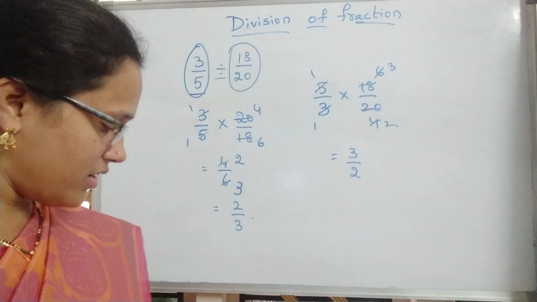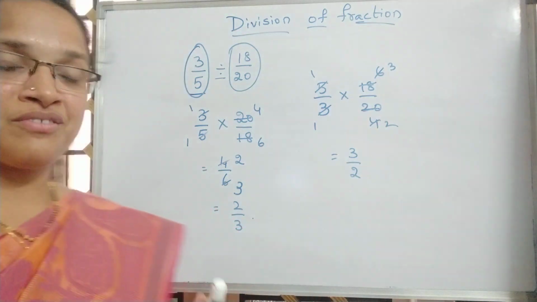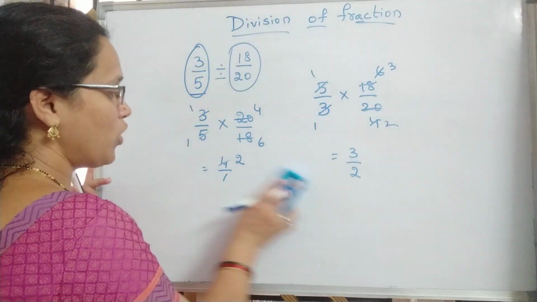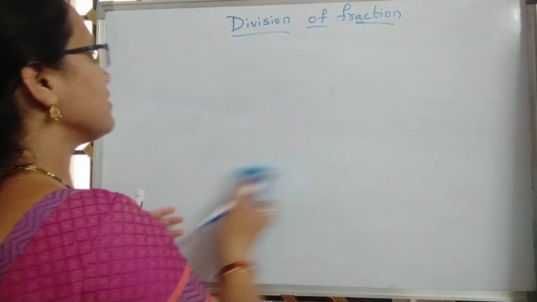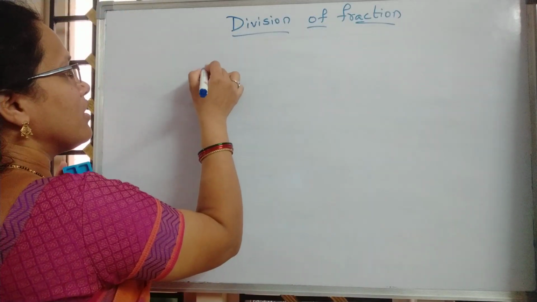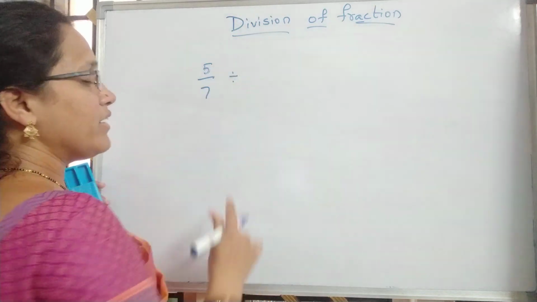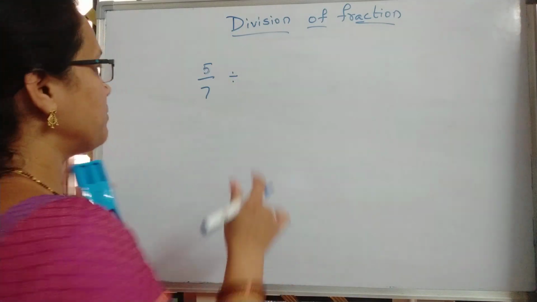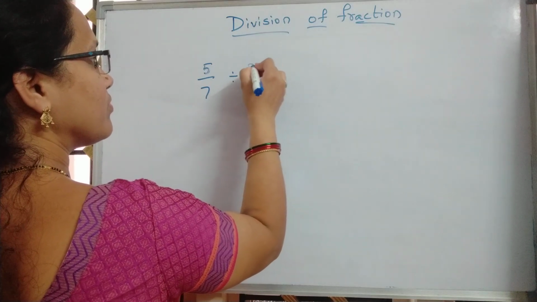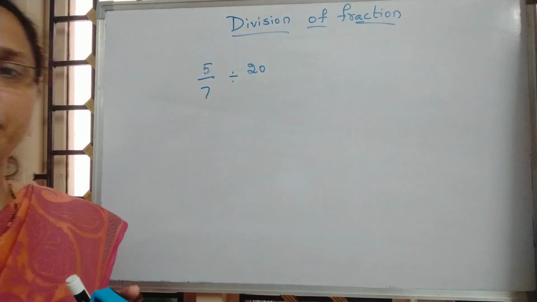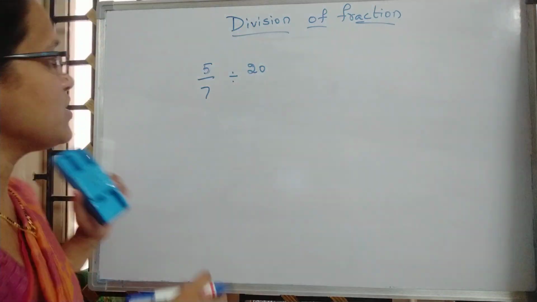There are some children who make a lot of mistakes when a whole number is given for the division. Whole number is given for the division in the sense, see, suppose 5 by 7 divided by 20. I wrote one whole number. So there is 20 here.